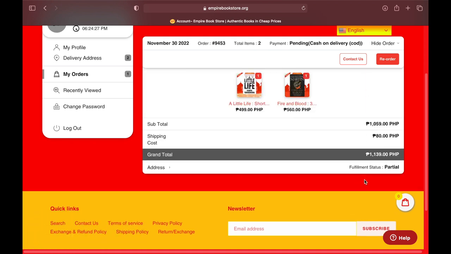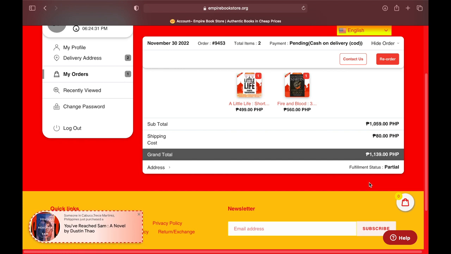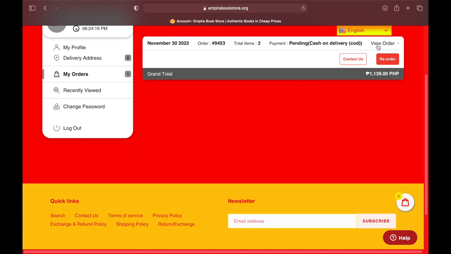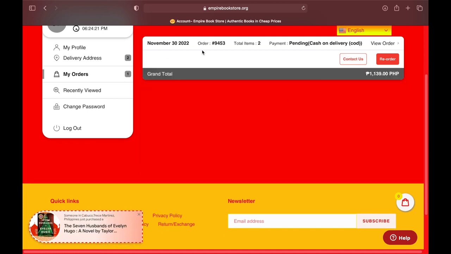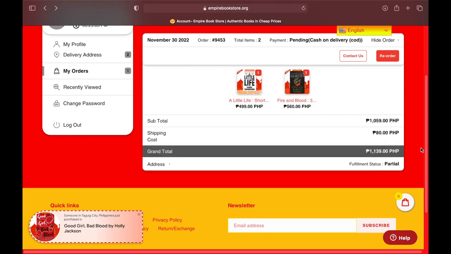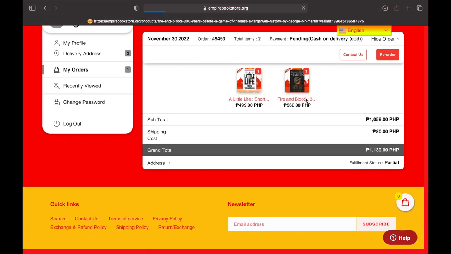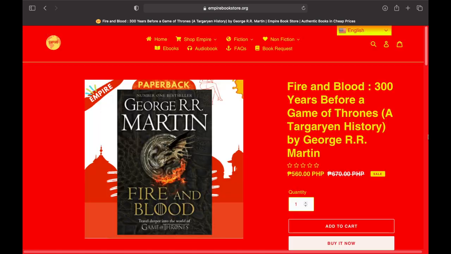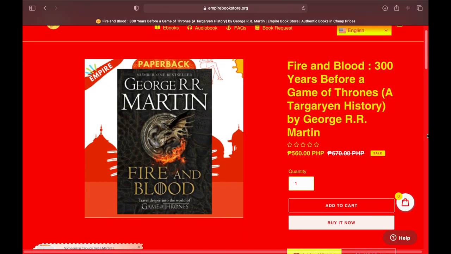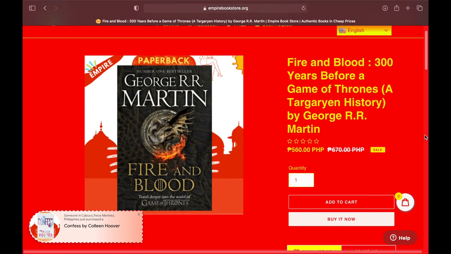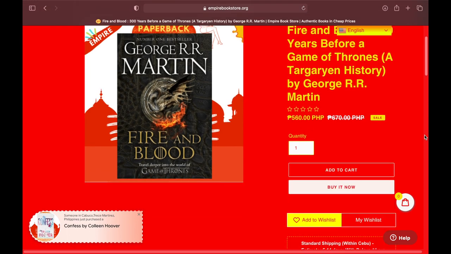On November 30, 2022, I placed an order for 2 items, and I selected cash on delivery as my mode of payment. I have to say, this bookstore is relatively unpopular because I don't really see reviews of it here on YouTube. But the reason why I still ordered here anyway is that this book, Fire and Blood, is always out of stock in National Bookstore and Fully Booked, and I just want to have my hands on it already.